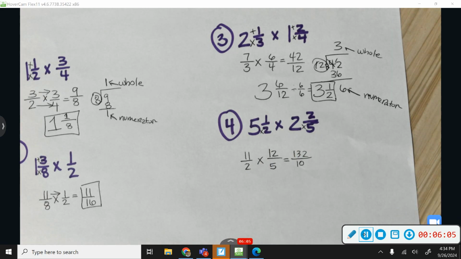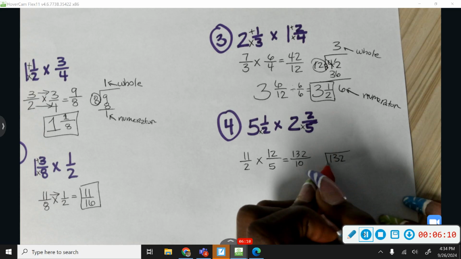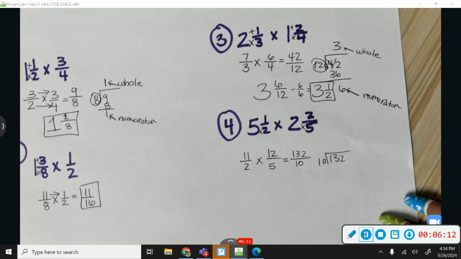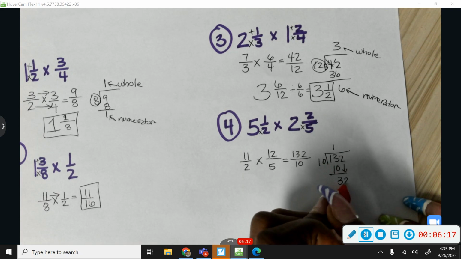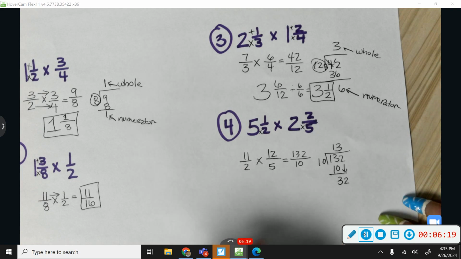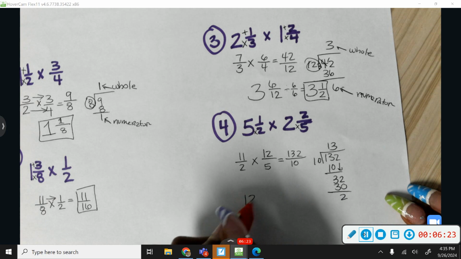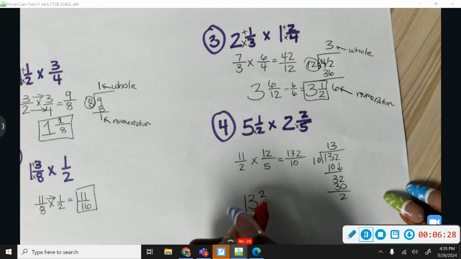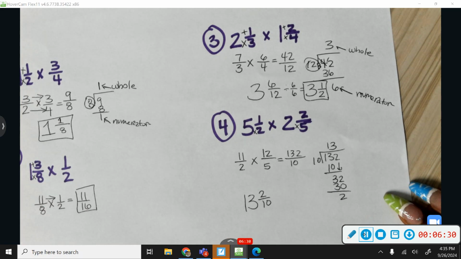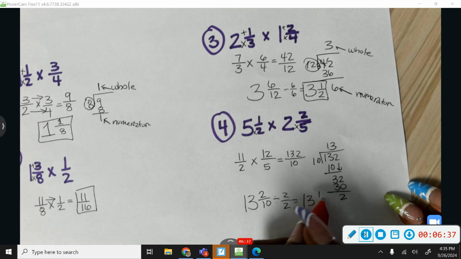And now I just need to see how many times 10 can go into 132, because we can't leave it as an improper fraction. It goes in there 1 time. That's 10. That's 3. Bring down my 2. And it goes in there 3 times. And I'm going to have 2 left over. So again, whole number is 13. My numerator is 2. And my denominator stays the same, which is going to be 10. And so now I can reduce that down by 2 by 2, and I get 13 1/5.